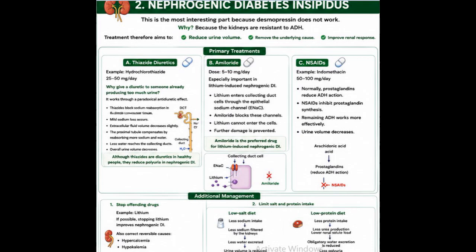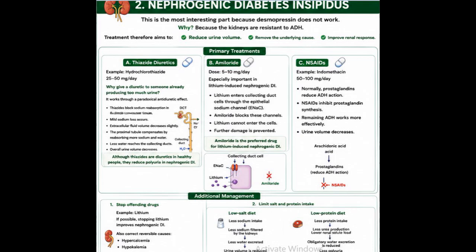C. NSAIDs. Example: indomethacin 50 to 100 mg per day. Mechanism: normally, prostaglandins reduce ADH action. NSAIDs inhibit prostaglandin synthesis, so remaining ADH works more effectively and urine volume decreases. NSAIDs are usually used as adjunctive therapy, not alone, because of their potential gastrointestinal, renal, and cardiovascular adverse effects.